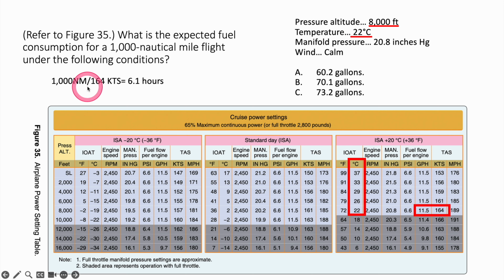So 1,000 nautical miles divided by 164 knots is 6.1 hours. That, along with our fuel burn, 6.1 times 11.5 gallons, which we got right here, gives you 70.1 gallons of fuel consumed. So that'll be answer B.